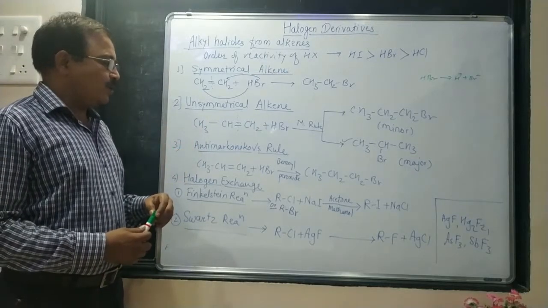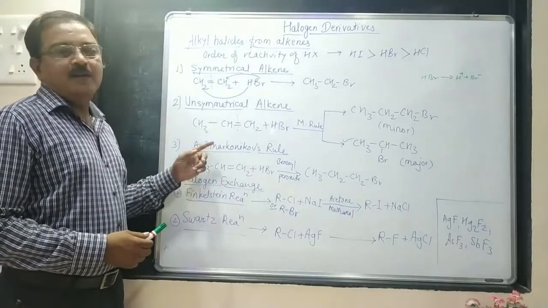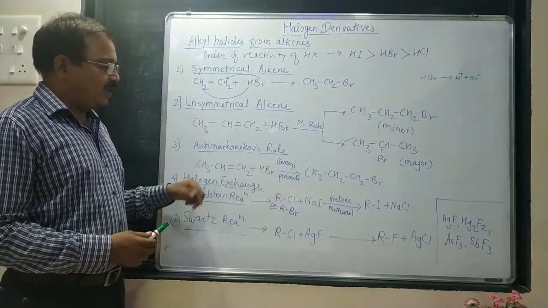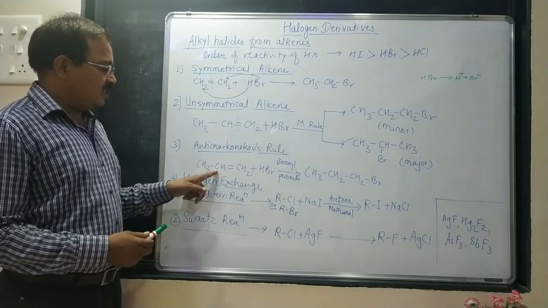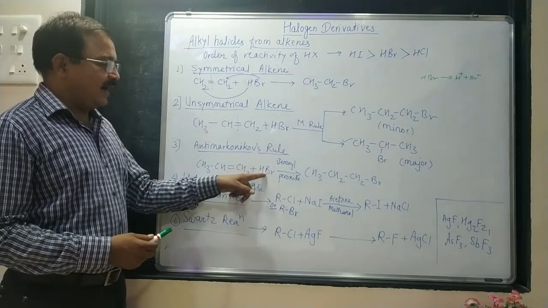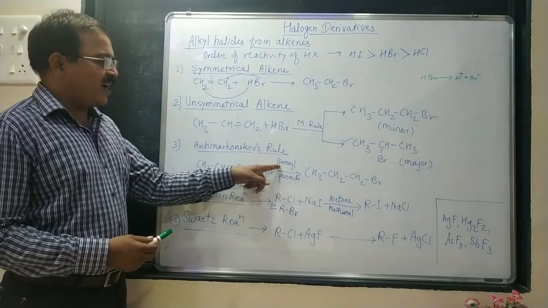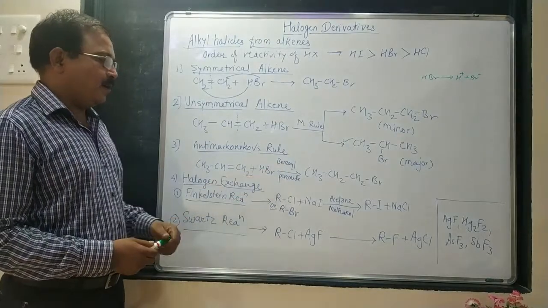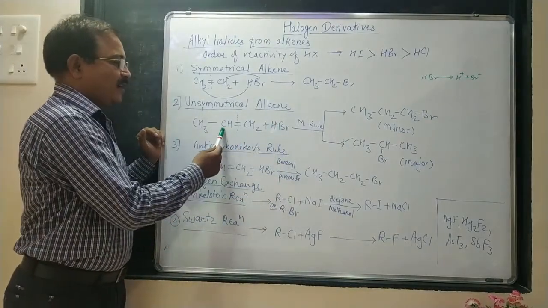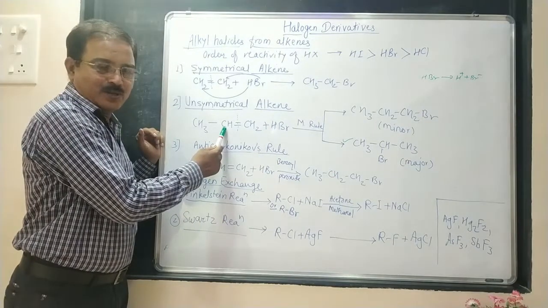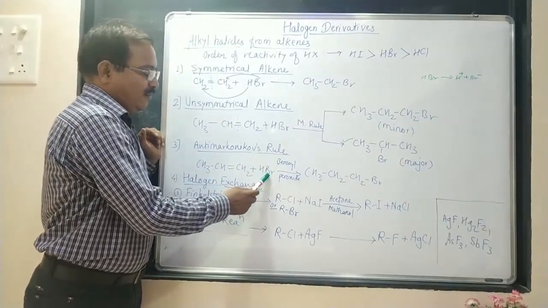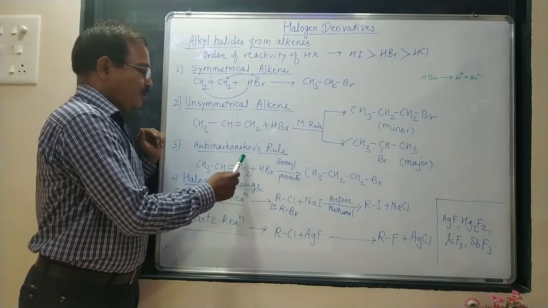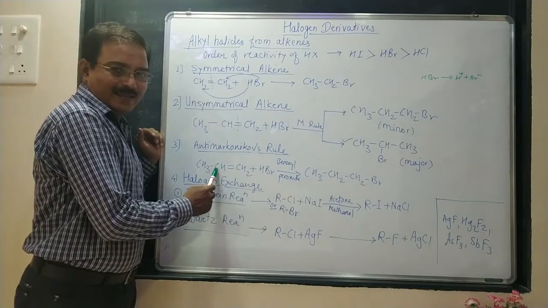Anti-Markovnikov's rule we will try to understand. This anti-Markovnikov's rule is also called the peroxide effect. Again here an unsymmetrical alkene is taken and an unsymmetrical adding reagent is there, but this reaction is carried out in the presence of benzoyl peroxide. Here we have studied that the negative part gets added to the carbon atom containing less number of hydrogen atoms, but here we have to add the negative part to the carbon atom containing more number of hydrogen atoms, and the positive part to the carbon atom containing less number of hydrogen atoms.